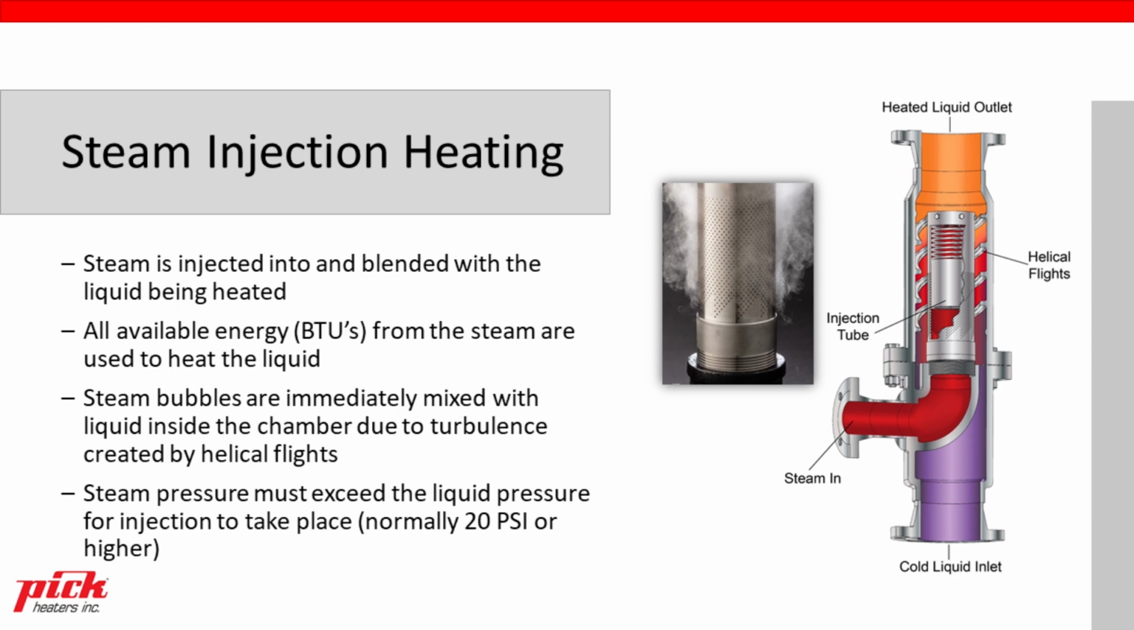So by the time the water leaves the PIC heater or this chamber, all of the steam bubbles are fully condensed, and you can sense the temperature immediately downstream of the heater. And you want to do that because steam injection is a very fast-acting system. You put the steam in, you want to sense the temperature right away, and you can make adjustments with the temperature controller and modulating steam valve accordingly. So again, as I mentioned earlier, the steam pressure must always exceed the liquid pressure for injection to take place. So normally we like to see 20 psi or more differential.